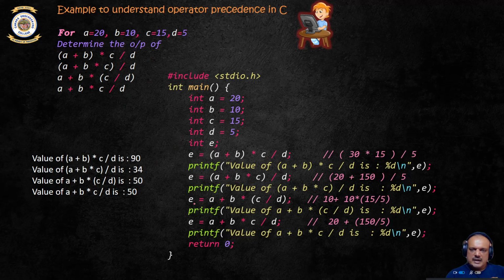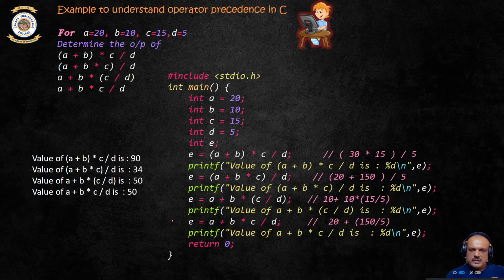Next, we calculate a plus b into bracket c divided by d. That becomes 20 plus 10 into 15 divided by 5. So 15 divided by 5 gets evaluated first, that is 3. Then it becomes 20 plus 10 into 3. Multiplication has higher precedence than addition, so 10 into 3 becomes 30, and 30 plus 20 is 50. That is how you get 50 out there. Hope you are following it.